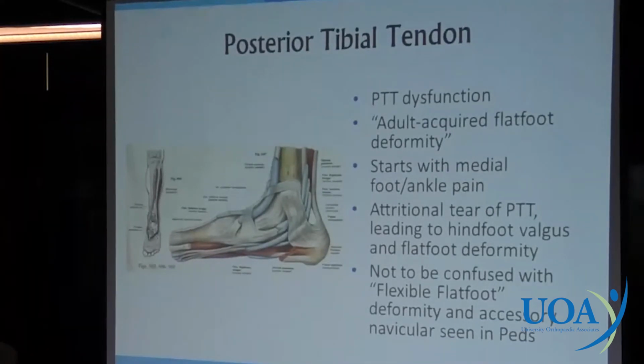It starts with medial ankle pain in what's called the watershed area of that tendon. It is vulnerable to tendonitis and then rupture. It eventually can tear attritionally over time, and it can lead to a flatfoot deformity, as I'll show you in a second. Not to be confused with the flexible flat foot, which is often a complaint in children and teenagers.